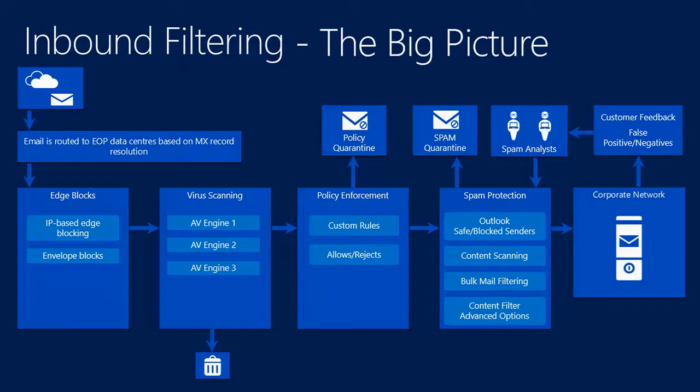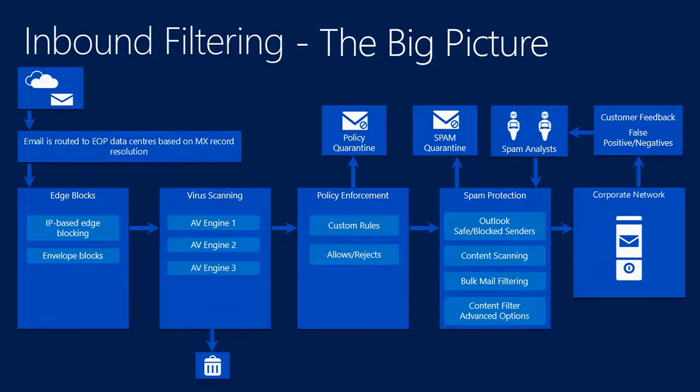So finally, after the spam protection, we deliver it to the corporate network. And from the corporate network, we have a loop where you can submit false positives and false negatives back to our spam analysts for analysis. And we can look and see why something was caught, maybe why something wasn't caught. This is something I highly, highly recommend doing, submitting these back to us for analysis. If it's something you have to submit back to us, it's obviously something that we've missed our mark on. But by submitting it back to us, it helps us get even better, and hopefully next time around, we will be able to catch it.